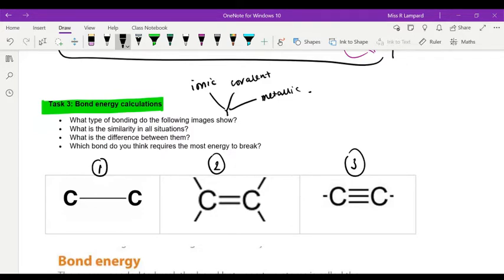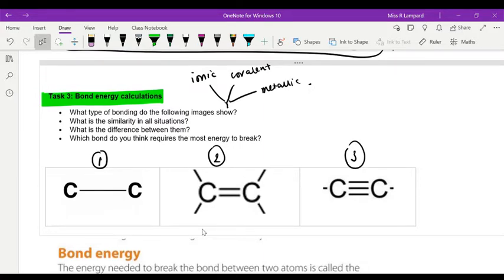What is the similarity in all situations? What is the difference between them? And which bond do you think requires the most energy to break? So again, pause the video now, have a go at answering those questions, and we will resume shortly.